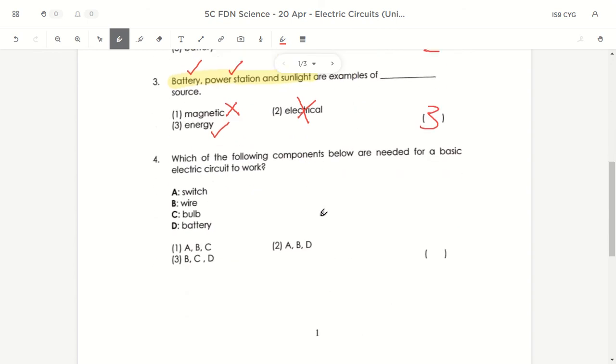Question 4: which of the following components are needed for a basic electric circuit to work? Which one must I have for an electric circuit to work? So the switch, I don't really need it. If I can just connect everything properly, and I don't need to control the on and off of the circuit, whether it is closed or open, I just connect everything in a closed path, in a closed loop, I actually don't need a switch. A switch is just for the ease of opening and closing the circuit. Yes, I need a wire to connect everything. I need a bulb, I need a battery. Then you ask, teacher, why can't I connect the battery from end to end? You will run the risk of a short circuit. The battery will be very hot and may explode. So you need a wire at least, a bulb at least, a battery at least. So B, C, and D. Answer is 3.